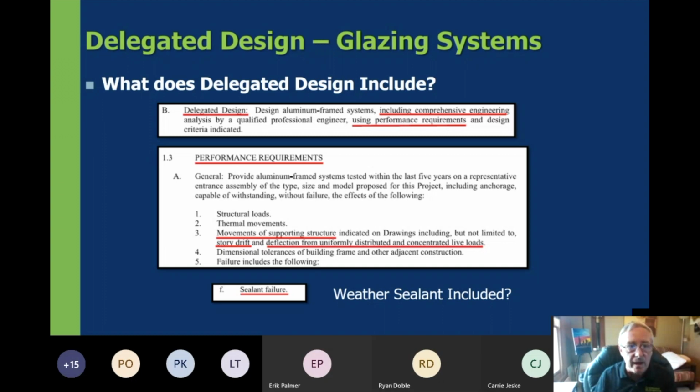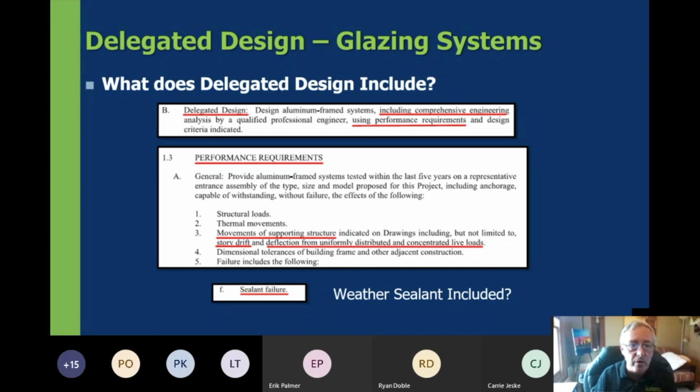Inside of your specifications, you should have some information that looks like this about the delegated design of glazing systems. And this can be in all kinds of different glazing system sections. Even the insulated glass can have delegated design criteria requiring it to go out to a third-party engineer to perform the calculations associated with it. In reference to storefront and curtain wall, it might look a lot like this.